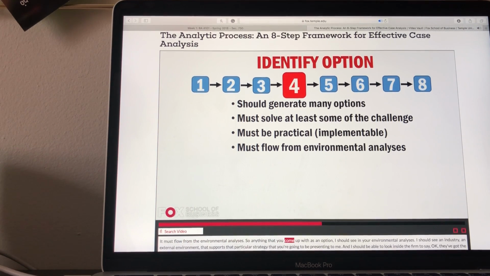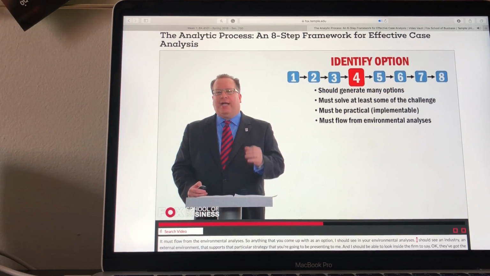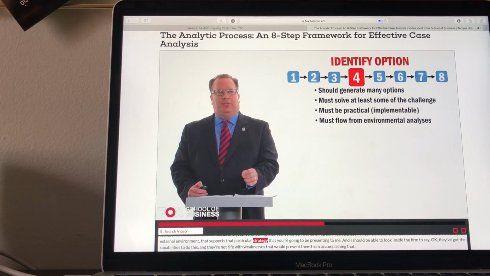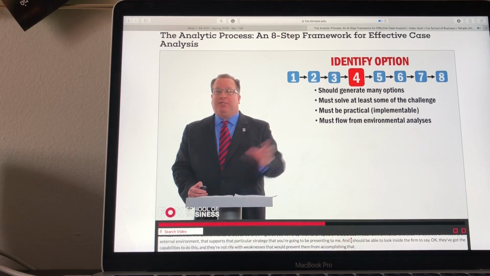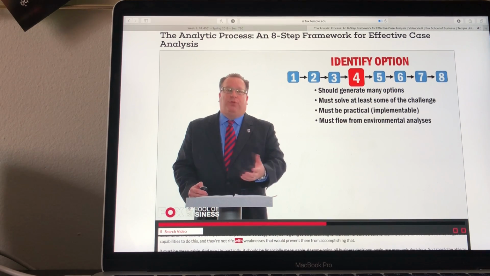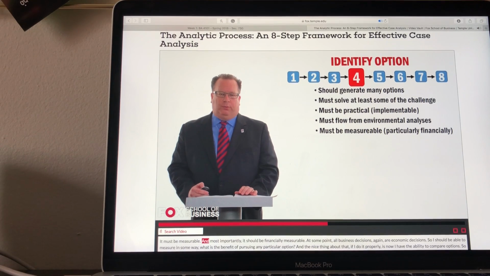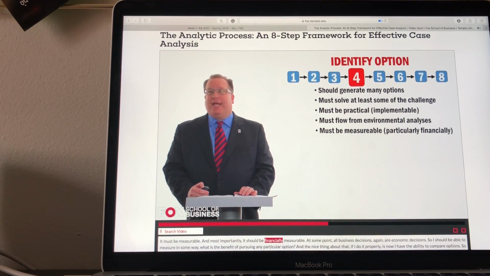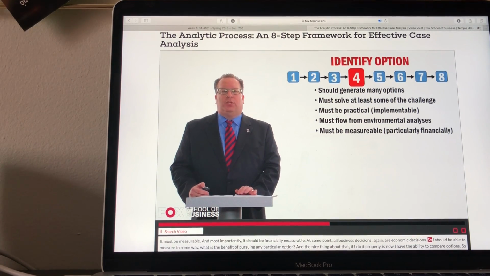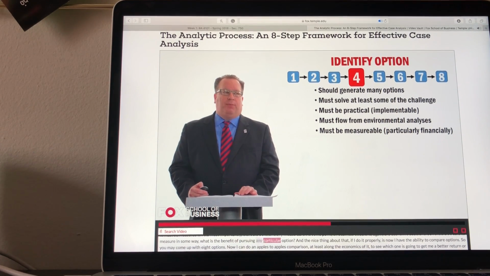It must flow from the environmental analyses. So anything that you come up with as an option, I should see in your environmental analyses, right? I should see an industry, an external environment that supports that particular strategy that you're going to be presenting to me, and I should be able to look inside the firm to say, okay, they've got the capabilities to do this, and they're not rife with weaknesses that would prevent them from accomplishing that. It must be measurable, and most importantly, it should be financially measurable. At some point, all business decisions, again, are economic decisions.